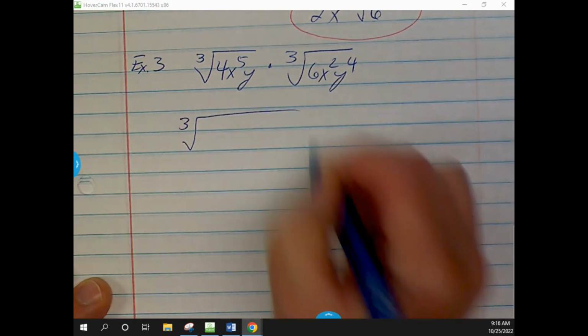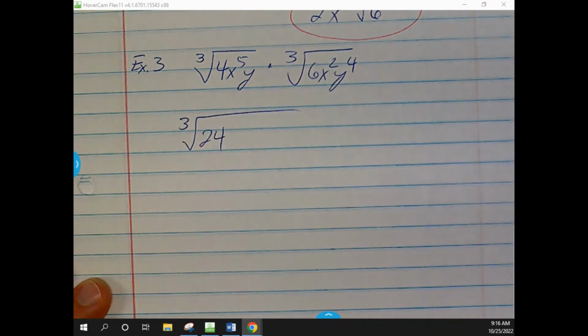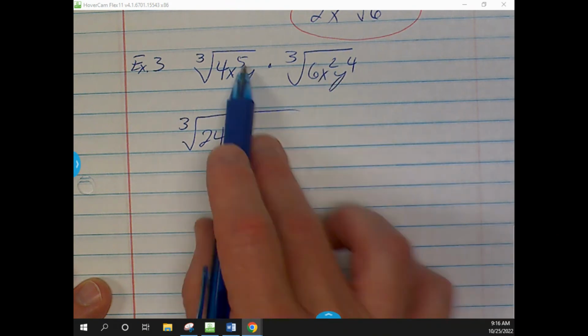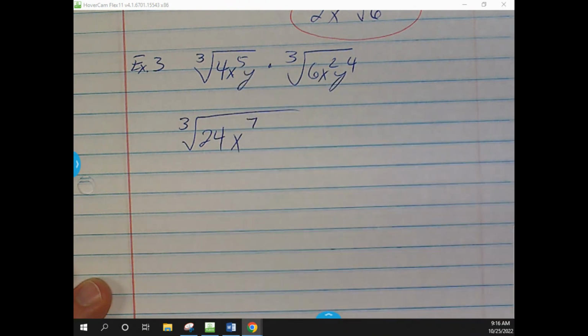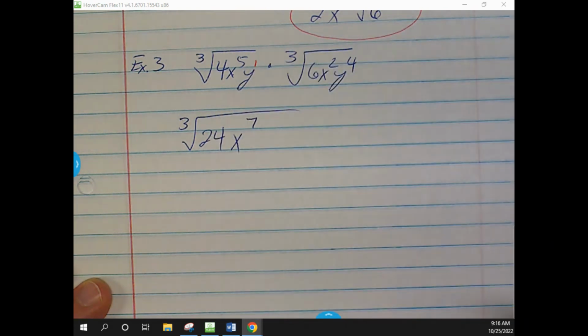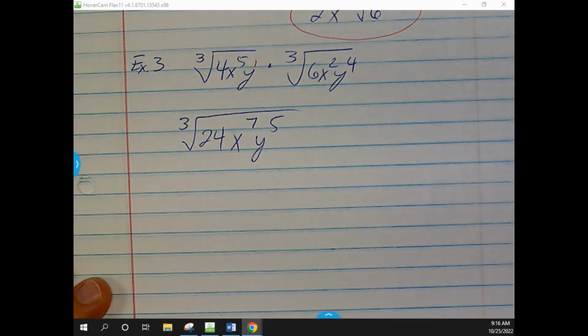So basically, put it all together. We're going to do 4 times 6, which is 24. For the x's, you've got 5 here, 2 here. Add those together, make it x to the 7th. Technically, that's y to the 1st. So for the y's, it's 1 plus 4 to make it y to the 5th.